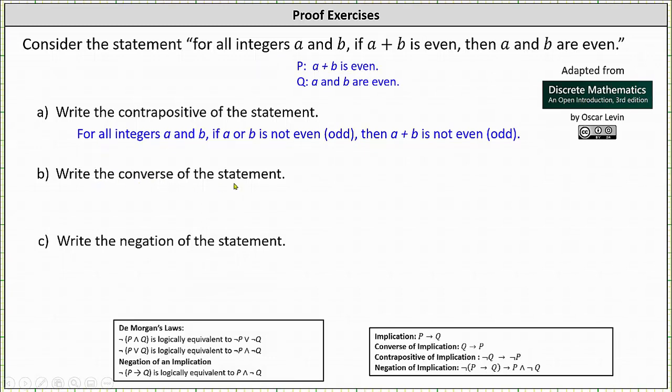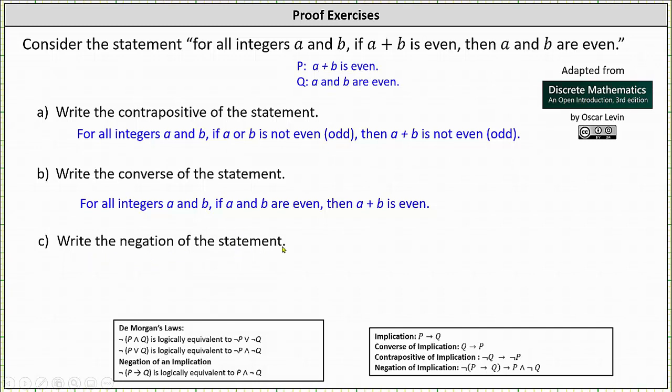Next, we're asked to write the converse. For the implication if P then Q, the converse is if Q then P. The converse is for all integers a and b, if a and b are even, then a plus b is even. Notice how here we just interchanged the hypothesis and conclusion.